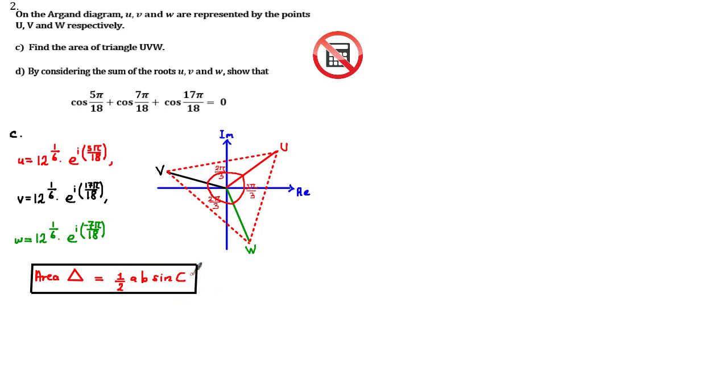Okay, and so subbing these values into the formula, we get that the area of UVW is equal to a half times the 6th root of 12 times the 6th root of 12 times sine of 2 pi over 3. But since we have 3 congruent triangles within UVW, we need to multiply this value by 3. Now we need to work out the exact value of sine 2 pi over 3 without a calculator.